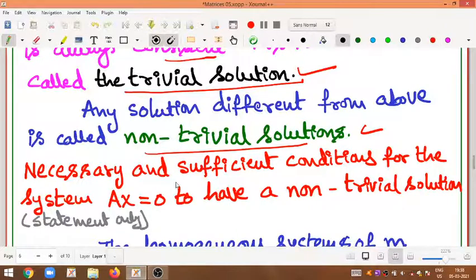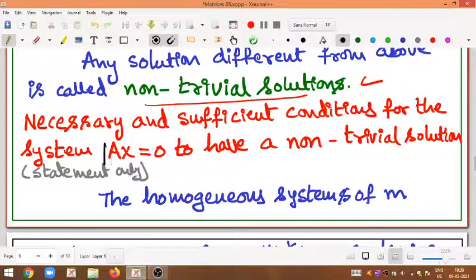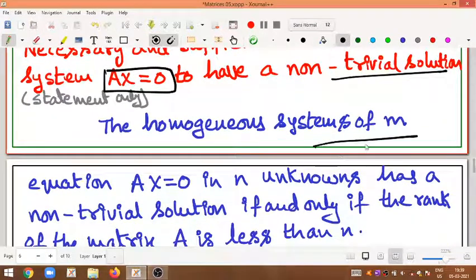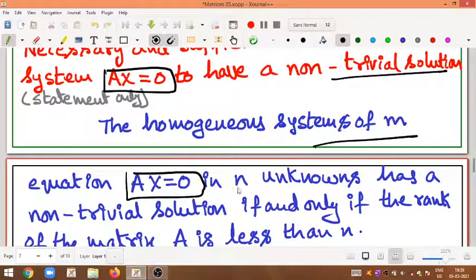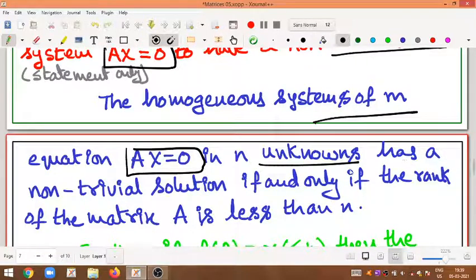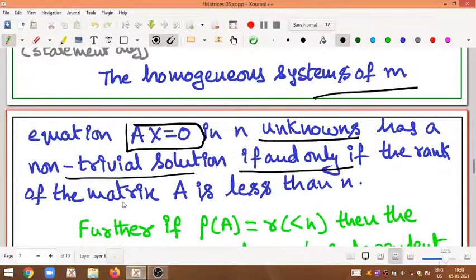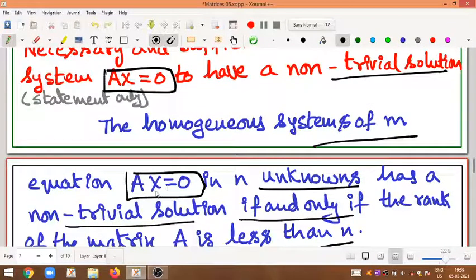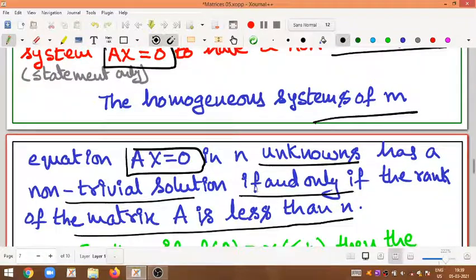One necessary and sufficient condition for the system AX is equal to 0 to have a non-trivial solution is this statement. The homogeneous system of m equations AX is equal to 0 in n unknowns has a non-trivial solution if and only if the rank of the matrix is less than n, the number of unknowns.